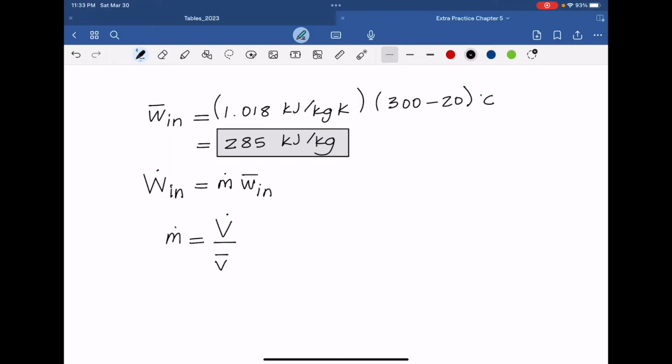We can use volumetric flow rate and divide it by specific volume to find the mass flow rate. Since inlet conditions are given, we can use the inlet conditions to find this. But yes, we know this volumetric flow rate, but we don't know the specific volume. But for an ideal gas like air, it is very easy for us to find specific volume, because we can use the ideal gas relation for the first state, in other words, inlet state.